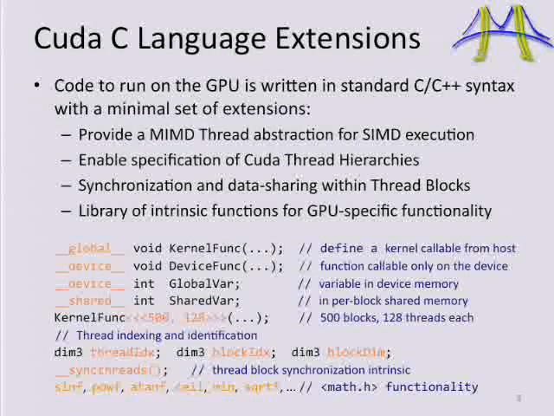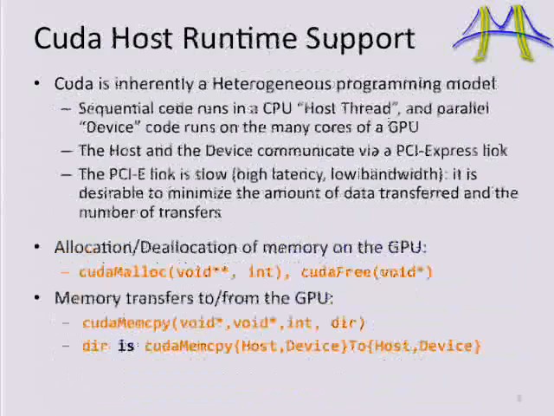When you want to go and call one of these kernel functions from the CPU, you have this triple angle bracket syntax to specify how many times to run that function. Again, I'll explain what a block and a thread is exactly in a minute. And we have these dim3 types for specifying the size of blocks and knowing who you are essentially when you're inside of a thread. And then various intrinsic functions for math.h functionality, for example.